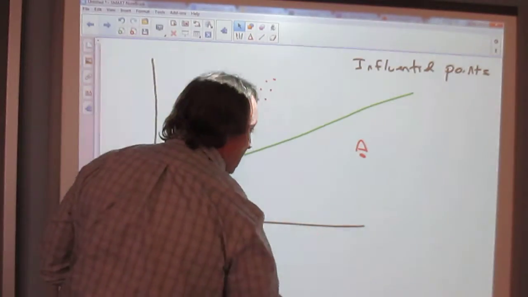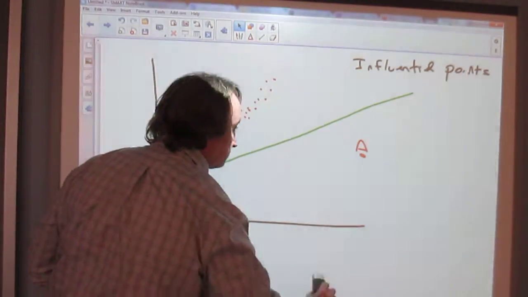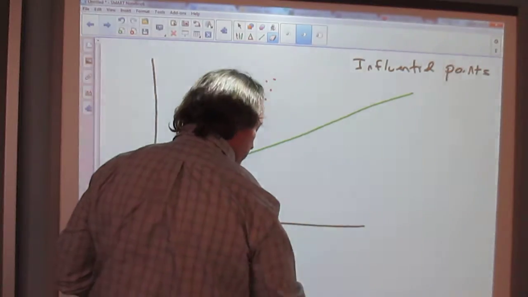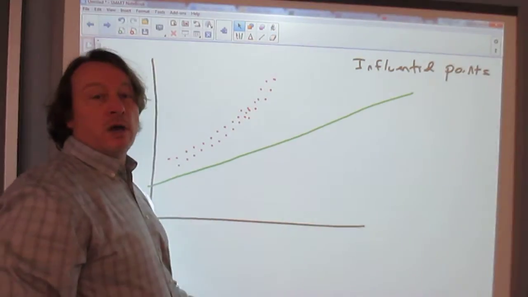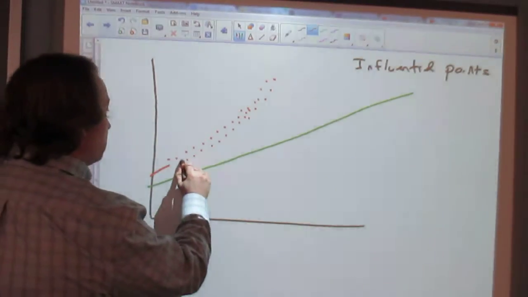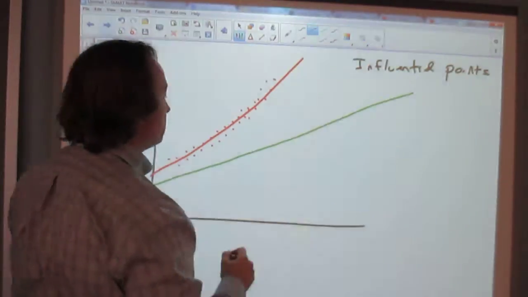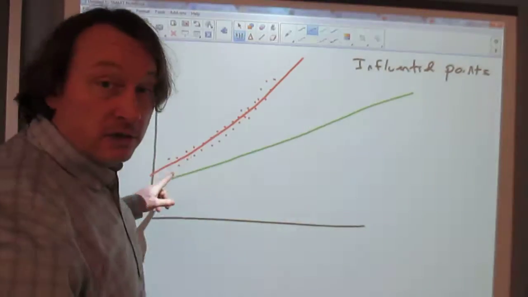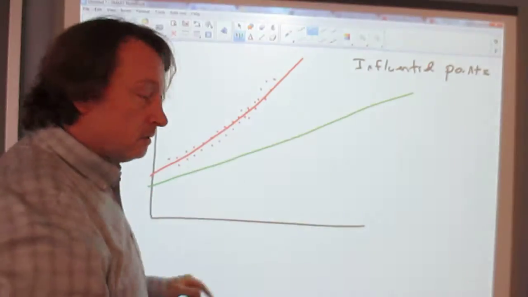And then what would happen to my line if point A was removed? And where would my new line be? So now point A is gone. Now my new line would go maybe this way. It's perfectly straight, you can tell. There's no curve whatsoever.